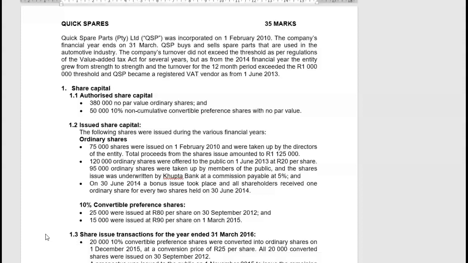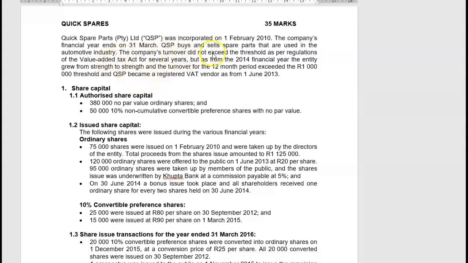The only part of the question that I'm going to do is the A part, where they ask you to calculate the number and rand value of ordinary shares in issue as of 31 March 2016. So Quick Spare Parts was incorporated on 1 February. The company's financial year end is 31 March. QSP buys and sells spare parts that are used in the automotive industry.